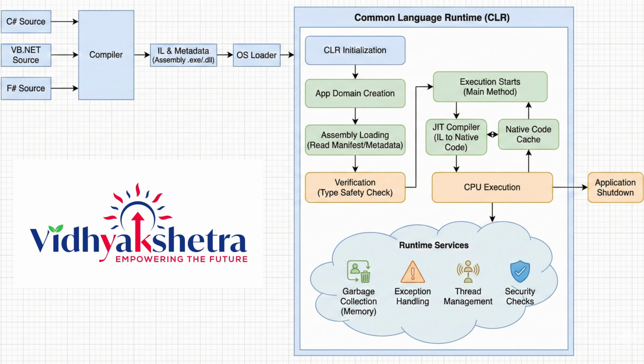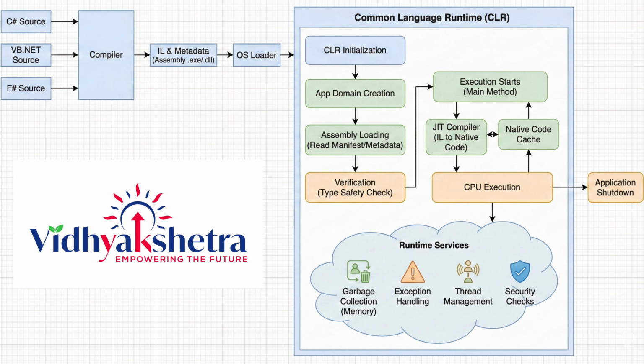This process continues throughout the application's lifetime. Modern versions of .NET use tiered compilation. Initially, methods are compiled quickly with minimal optimization. If a method is executed frequently, the runtime recompiles it later using advanced optimizations. This allows the CLR to balance fast startup with long-term performance.